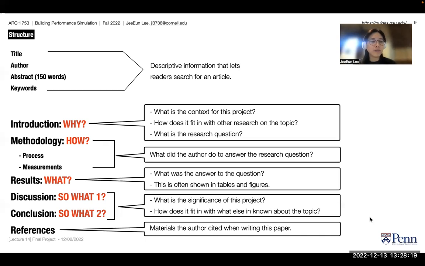That's about the discussion and conclusion. And references are mostly academic papers or articles on websites. And these materials are what the author cited when writing this paper. So probably, unless you go on to more academic degrees, like a PhD or MS, this won't matter so much. But if you go for any academic degrees, this is a very critical thing you want to learn.